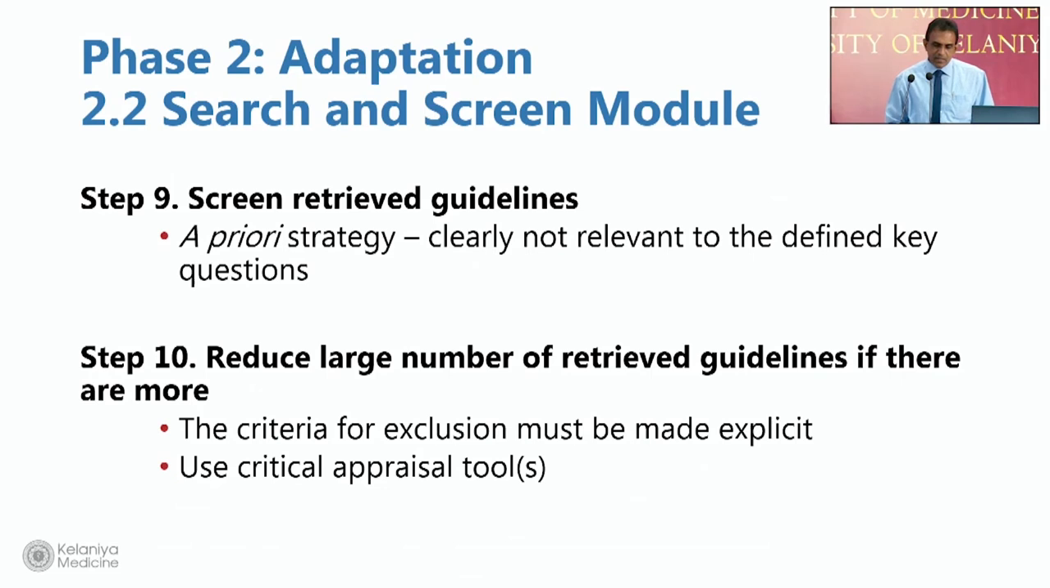The next step is to screen the retrieved guidelines. Again, we need a strategy according to the questions we raised. Then next, reduce the large number of retrieved guidelines if there are many. We can select one guideline or we can use several guidelines. Then we have to reduce the guidelines based on criteria, basically quality. So we have to critically appraise those guidelines.